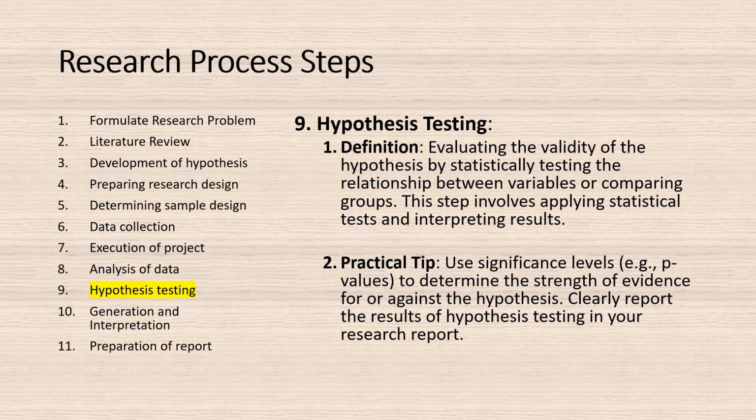Research process steps: 9. Hypothesis testing. Definition: evaluating the validity of the hypothesis by statistically testing the relationship between variables or comparing groups. This step involves applying statistical tests and interpreting results. Practical tip: use significance levels, e.g., p-values, to determine the strength of evidence for or against the hypothesis. Clearly report the results of hypothesis testing in your research report.